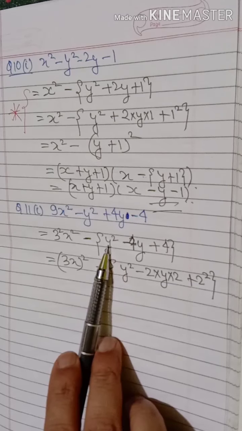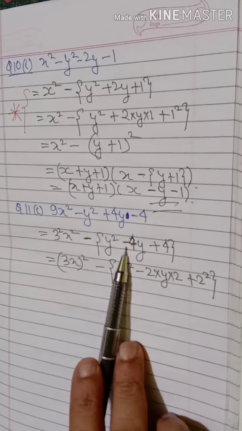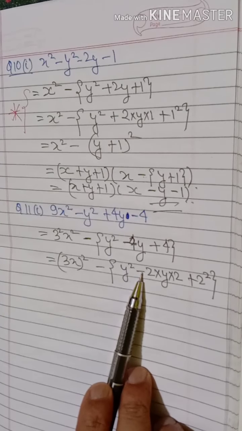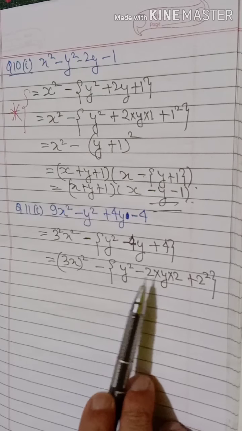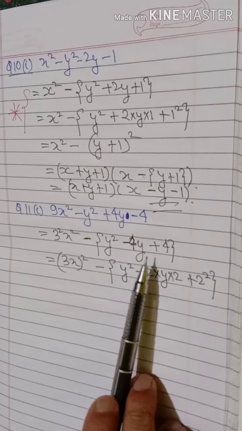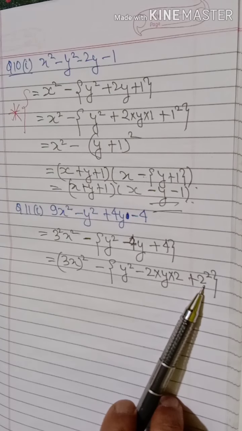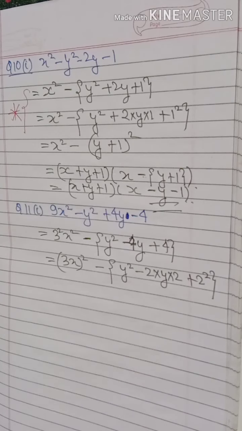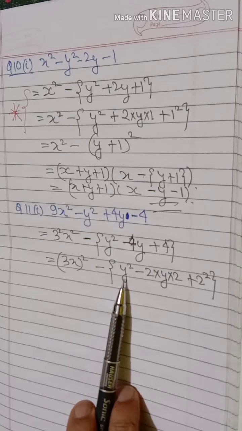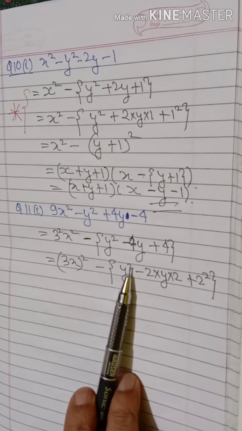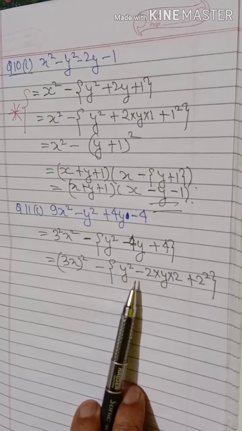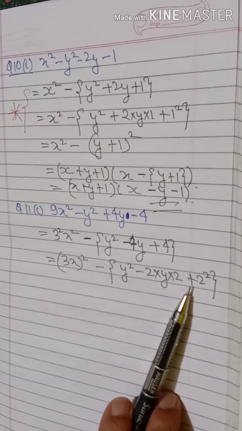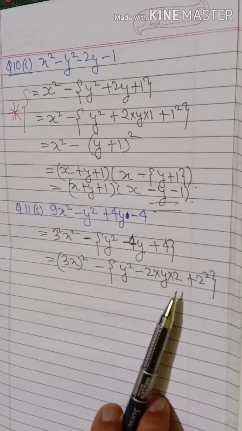Y square is y square, perfectly fine. We have to get minus 4y, so we already have the minus. Now we need to get the 4y, so 2 into 2 is 4, 4 into y gives us 4y, and we need a 4 here, so 4 we are writing as 2 square. Now what is the purpose of writing this? The purpose is, this is in the form of a square minus 2ab plus b square. So what is a square minus 2ab plus b square? This is nothing but a minus b whole square.